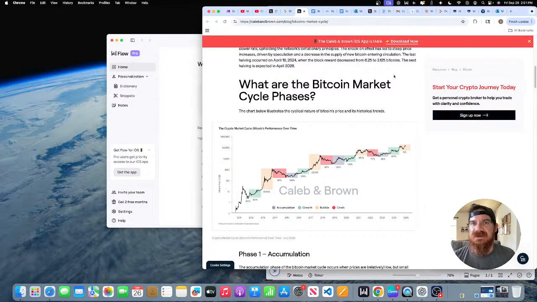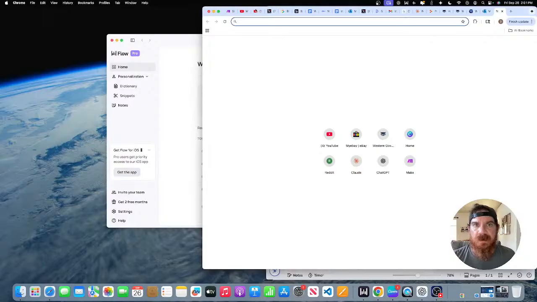So we can actually see the halving cycle. Let me pull up another chart. Google.com.